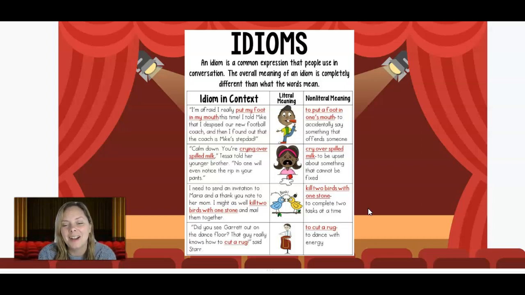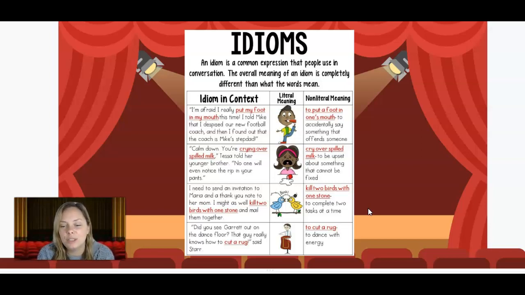All right, next example. I need to send an invitation to Maria and a thank you note to her mom. I might as well kill two birds with one stone and mail them together. Do you think that the person is actually going to kill two birds with a stone in order to mail something to Maria and her mom? No, it's a saying, it's an idiom that actually means do two things at once. So I'm able to do this and this at the same time and get them both taken care of. I'm not actually killing two birds with a stone.